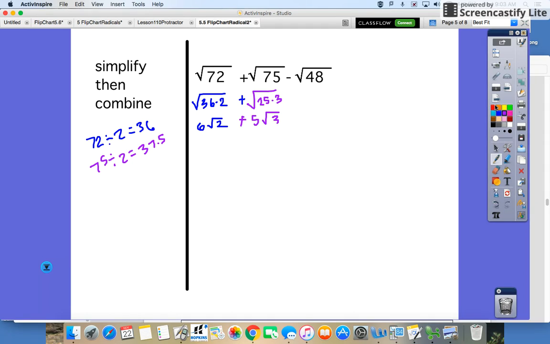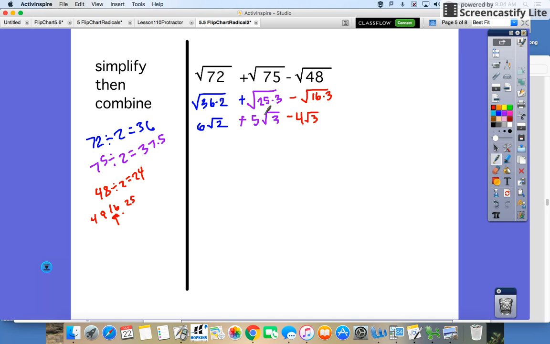And then our last one is 48. 48 divided by 2 is 24. In our list, we'd have to check 4, 9, 16, 25. We'd have to start at 16. And if you do that, it works out actually. You get 3, so it's 16 times 3. So this becomes minus 4 square root 3.